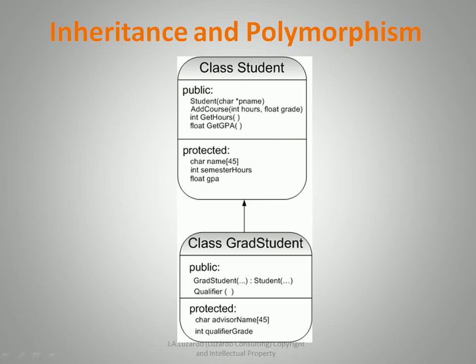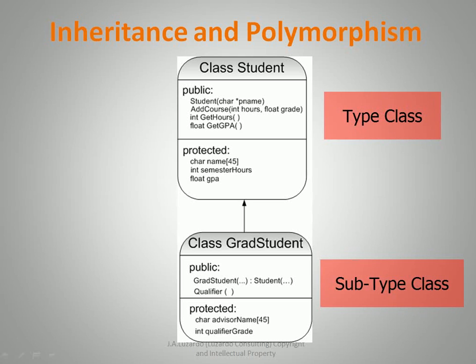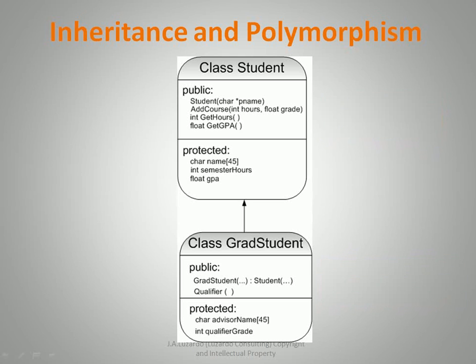Certainly. Inheritance is the process through which a subtype class can be created from a type class. The subtype class inherits the public and protected attributes of the type class. In the figure, a graduate student is a student also, and all the attributes of a student such as name, GPA, courses, etc. are also attributes of a graduate student. And all the operations we can do with a student we can do also with a graduate student.